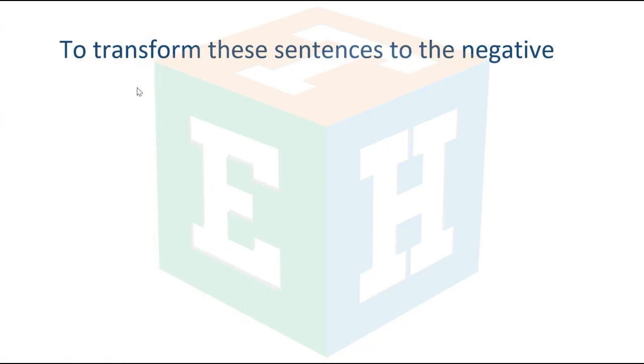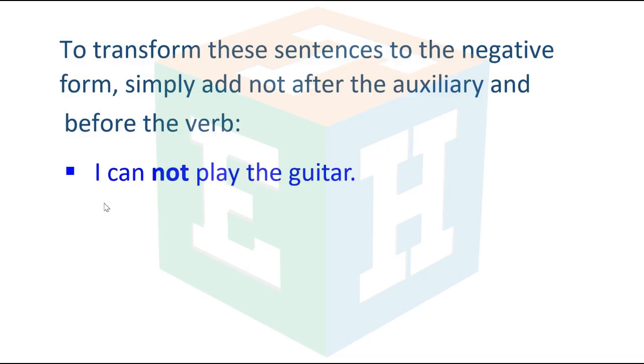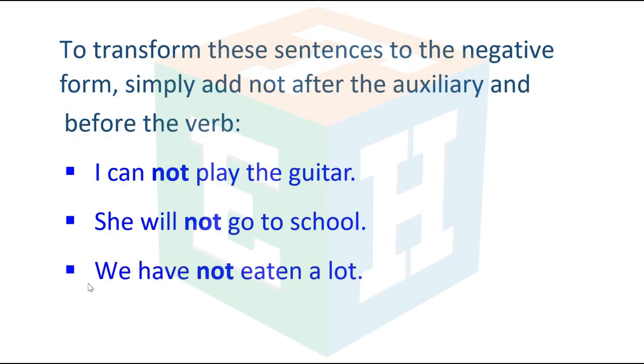To transform these sentences to the negative form, simply add not after the auxiliary and before the verb. Example, I cannot play the guitar. She will not go to school. We have not eaten a lot.